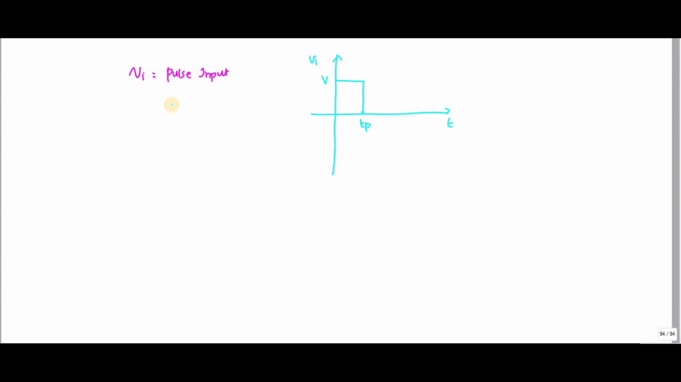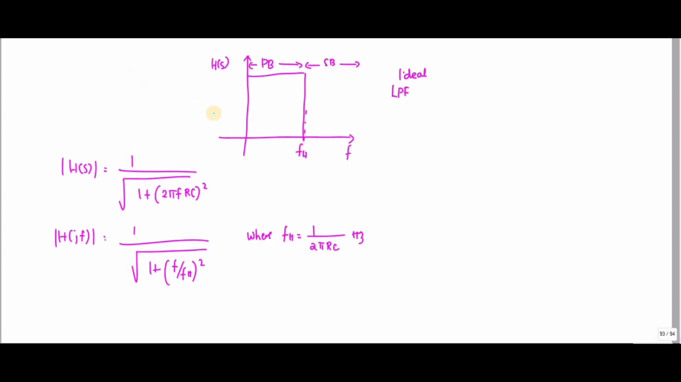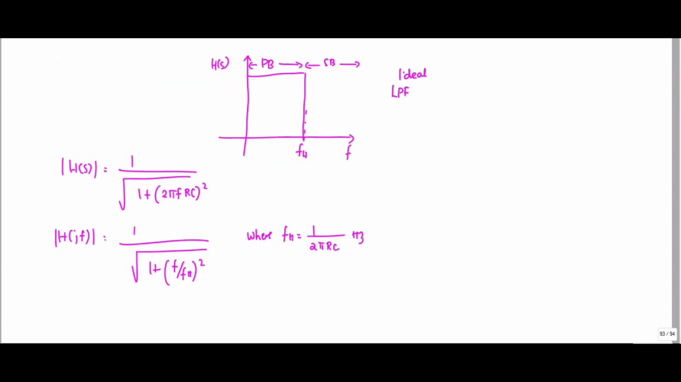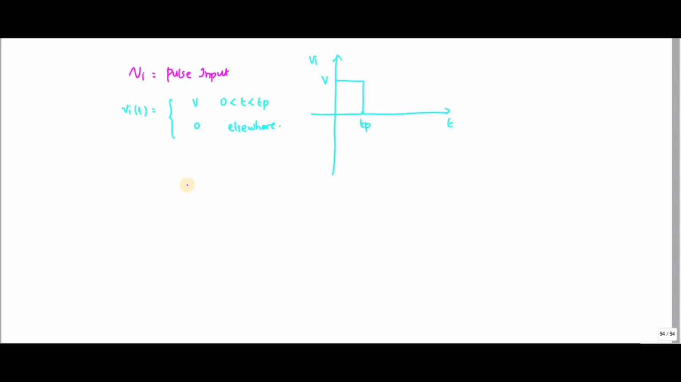So I can write VA of t is equal to V from 0 to TP, and it is 0 for the rest of the values. So this is the signal which we are giving to this circuit. So what will be the response? That is what we need to see.